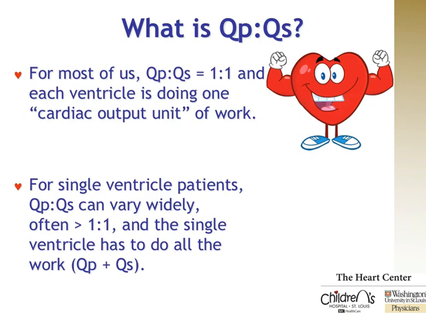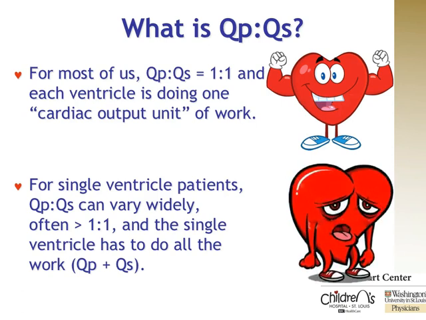It has to do QP and QS. You've only got one ventricle. It's supplying the energy often for both the pulmonary and the systemic blood flow. So we have a single ventricle that essentially is doing 2, 3, 4 times the normal amount of work that a normal ventricle would be doing. So at least 2 to 3 times the normal number of cardiac output units, if you will.